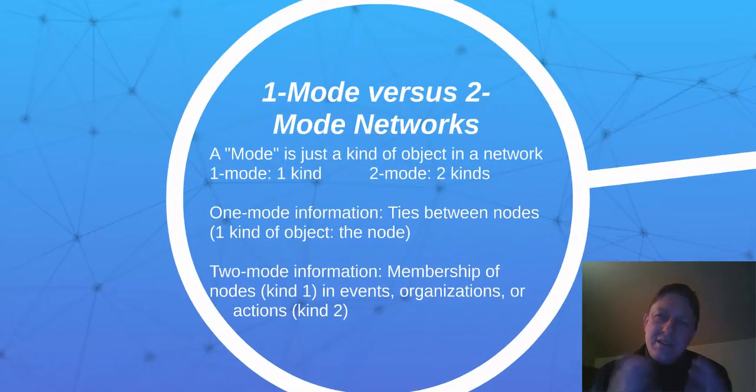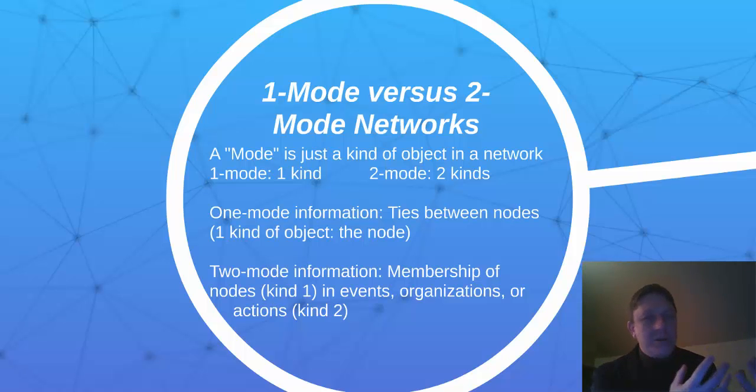Today we are going to complexify social networks just a little bit by talking about the distinction between one-mode networks and two-mode networks. So, what is the distinction? Well, the word mode might make you feel a bit of panic, like this is a highly technical term, but it really isn't. A mode is just a kind of object in a network.